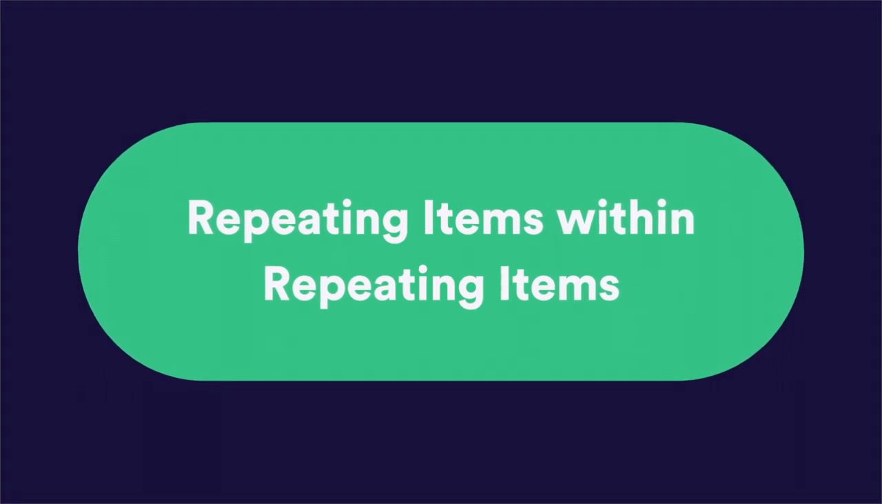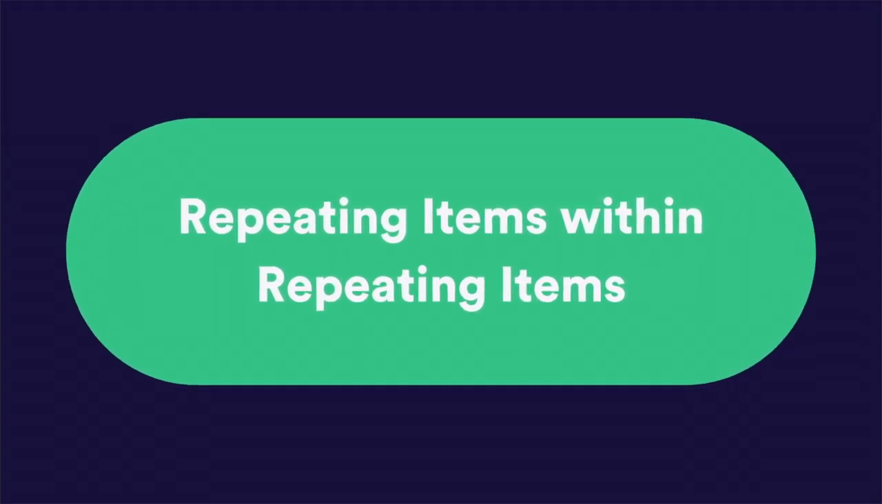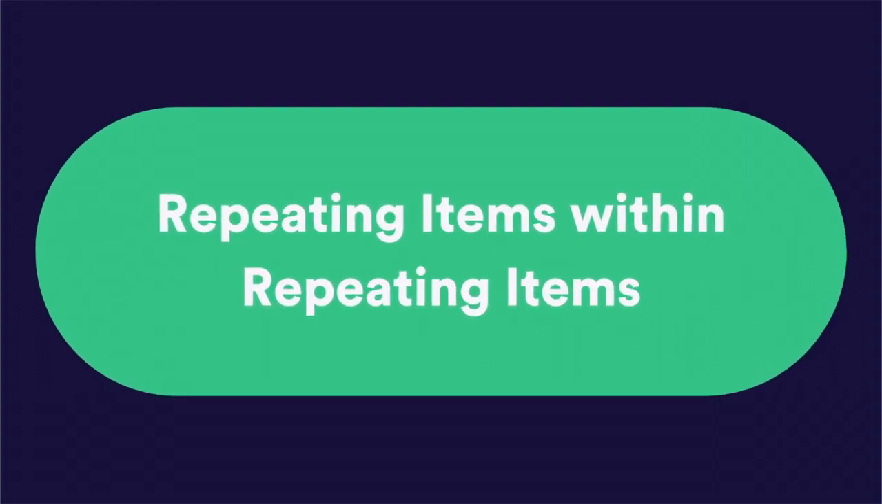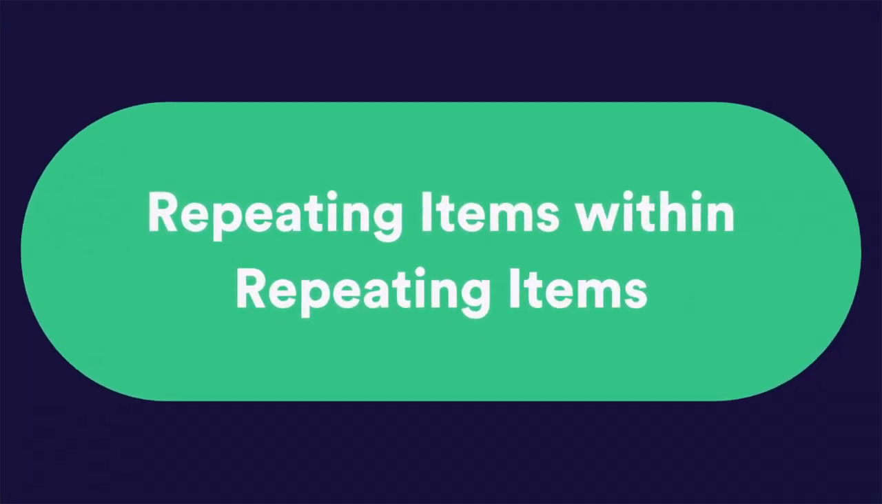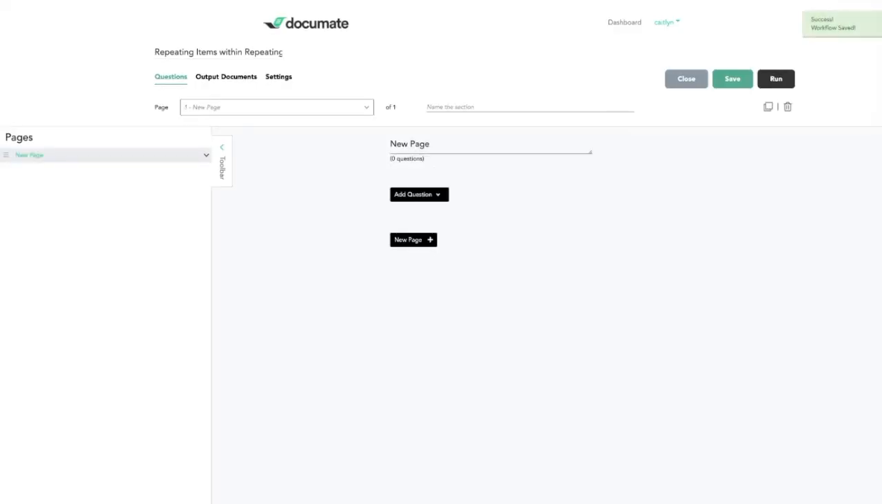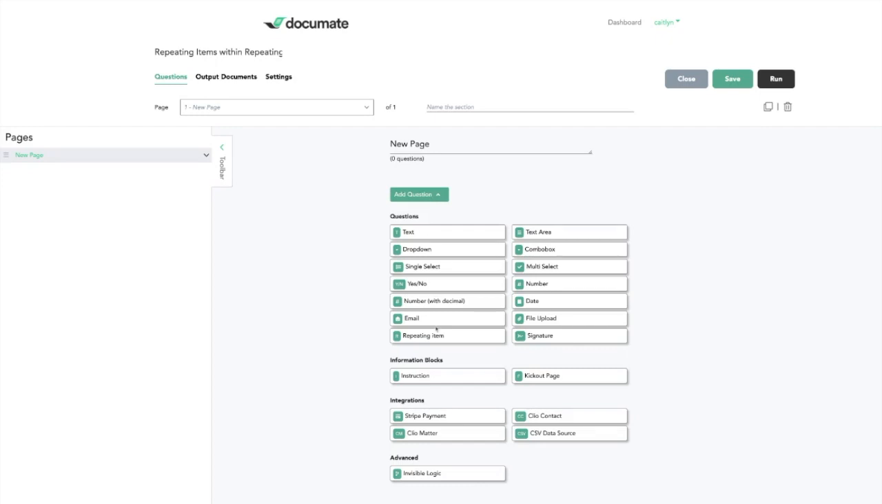Use repeating items within repeating items to collect a list of entries or ask the same questions for each entry in your repeating item. We'll set up an example here where we create a main repeating item, children, and then we add a repeating item within that repeating item to collect information about that child's children, or our client's grandchildren. So to start, we're going to create a regular repeating item.